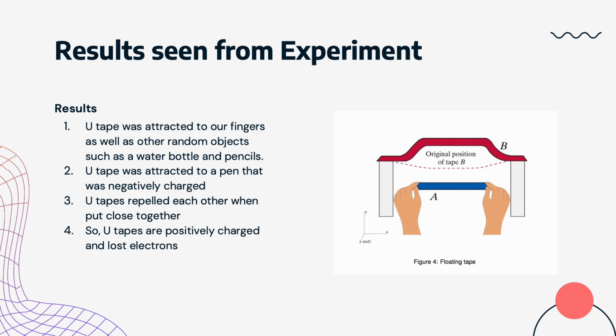So a little bit more about the results we saw from our experiment. First, the U-tape was attracted to our fingers as well as other random objects, such as a water bottle or a pencil. The U-tape was attracted to a pin that was negatively charged. U-tapes repelled each other when they were put close together. And finally, U-tapes are positively charged and they lost electrons.